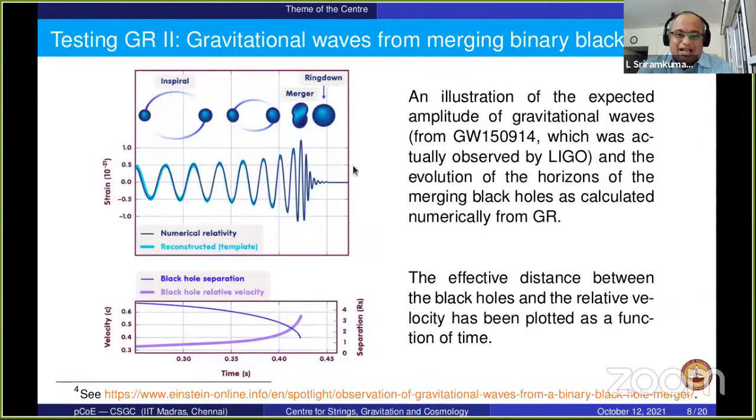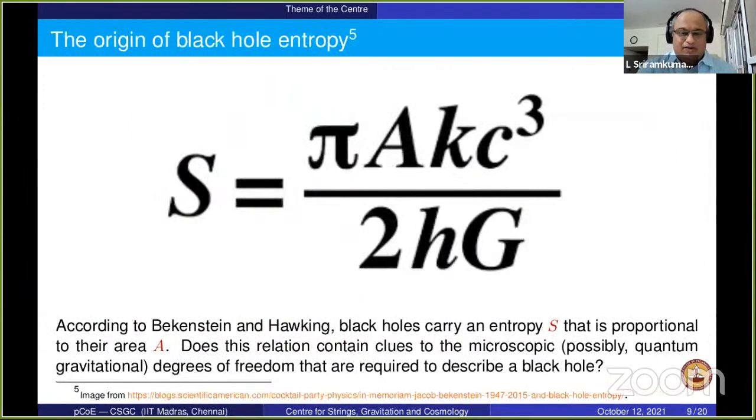What one finds is that the actual observations by LIGO, the Laser Interferometer Gravitational-Wave Observatory, match extremely well with the theoretical calculations. And this was actually the first detection of gravitational waves, for which the Nobel Prize was awarded a couple of years back. So this is the strong regime test of gravity, and such tests are going on as we speak. There are greater and greater efforts to examine whether the general theory of relativity proposed by Einstein is indeed consistent with the observations.